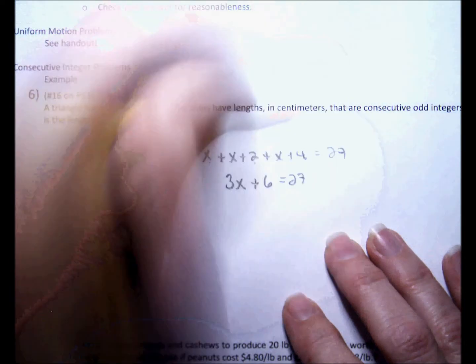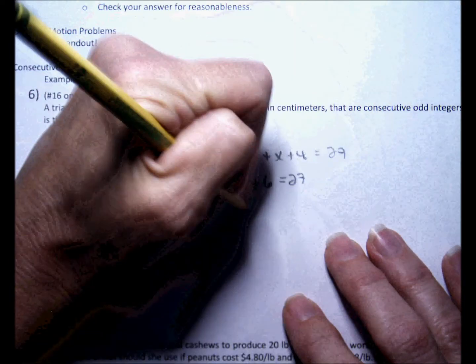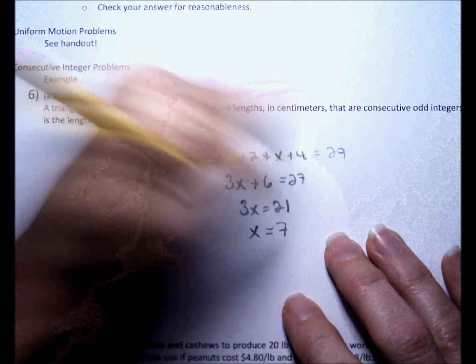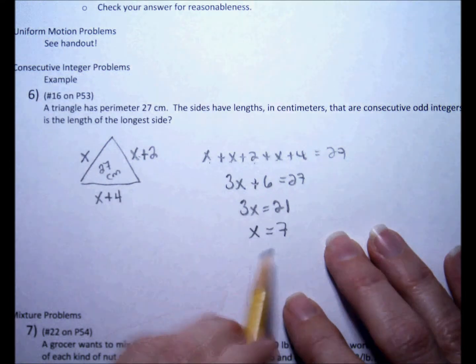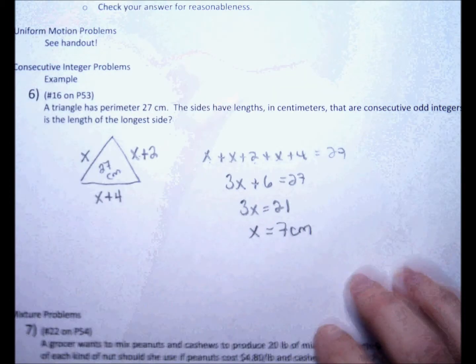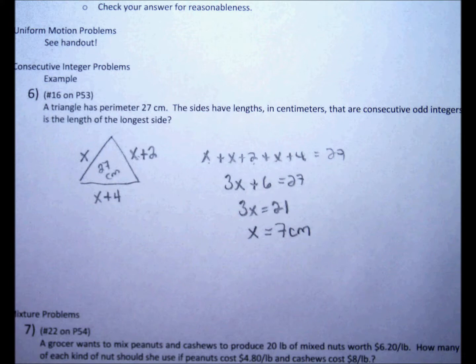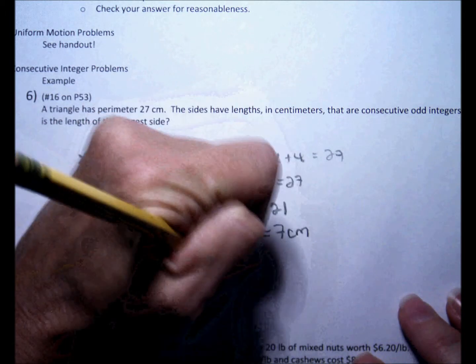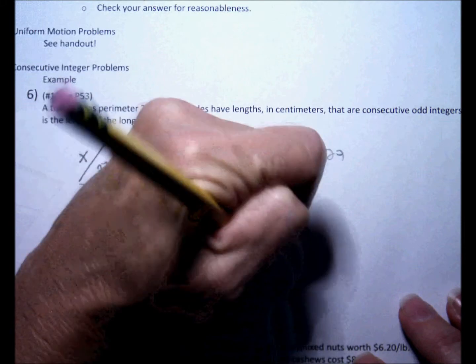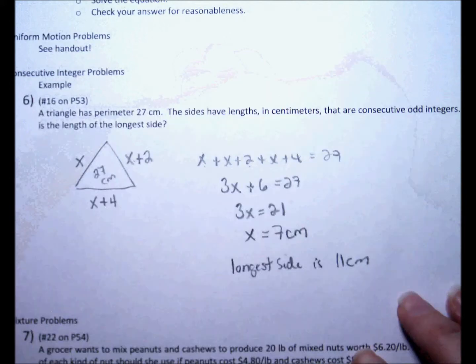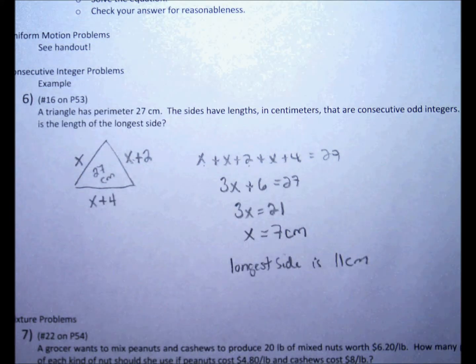So the sum of these sides is the perimeter, which is 27. So now we know x plus x plus 2 plus x plus 4 equals 27. There's our equation, and now we're going to solve it. We need to combine like terms. We've got 3 x's, and we've got constants 2 and 4. We're going to isolate our x term. And now we want just one x, so we're going to divide by 3. So the length of the shortest side is 7 centimeters.